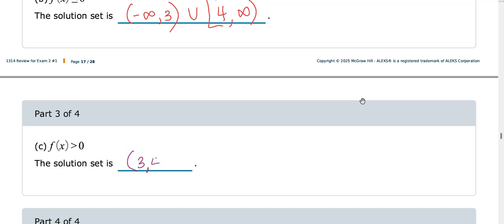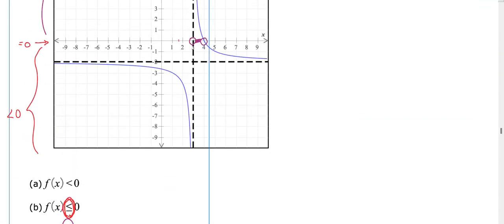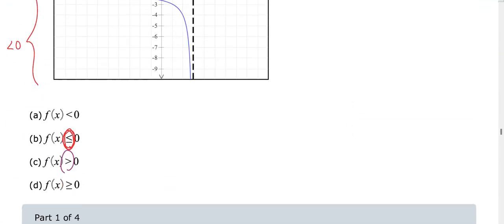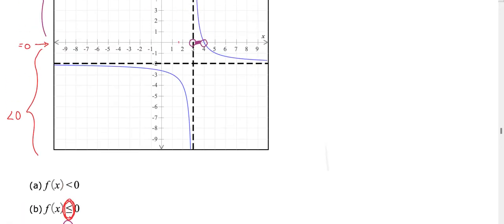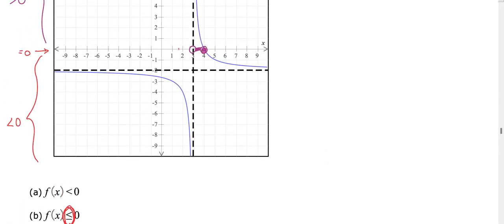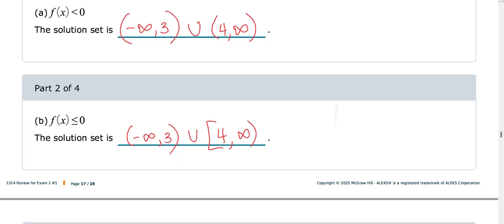Now, if we include the equal to, greater than or equal to 0, it's equal to 0 right here at 4, so that gets colored in. You still can't color in the vertical asymptote, so it's going to be an open 3 to a closed 4.